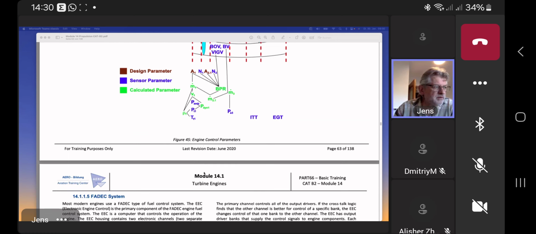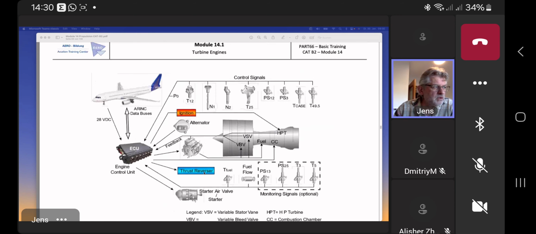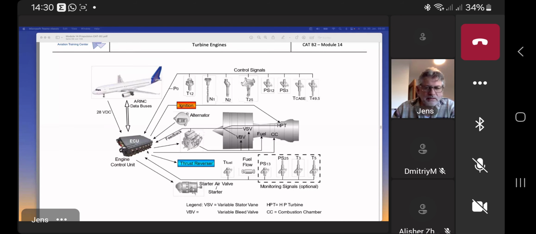Let me see, this one is better here, I think. I like this more. So here's my brain now. In this case, it's called ECU. We have to make sure that the ECU is making the right decisions. Therefore, the ECU needs information. So we have to divide into so-called control signals and monitoring signals.